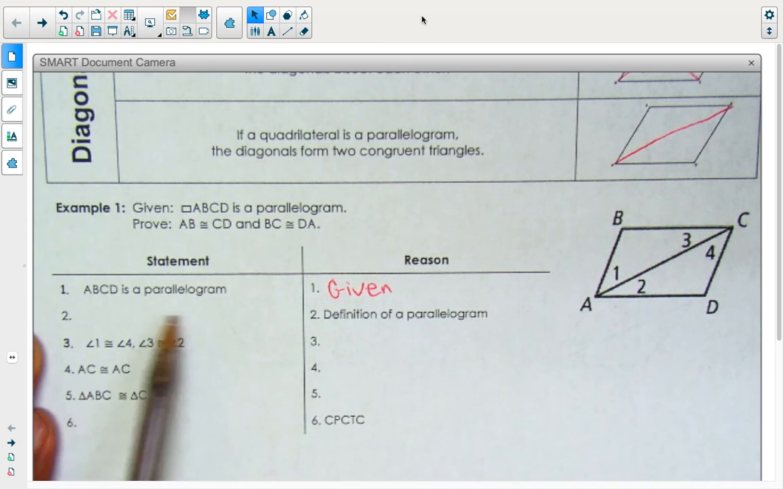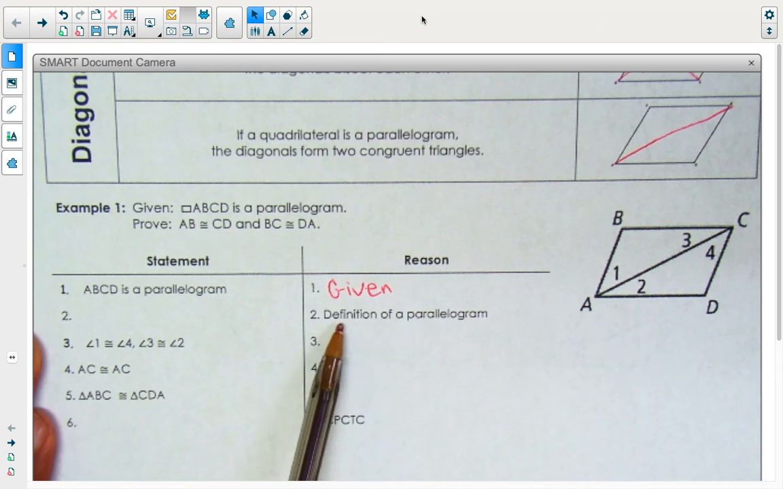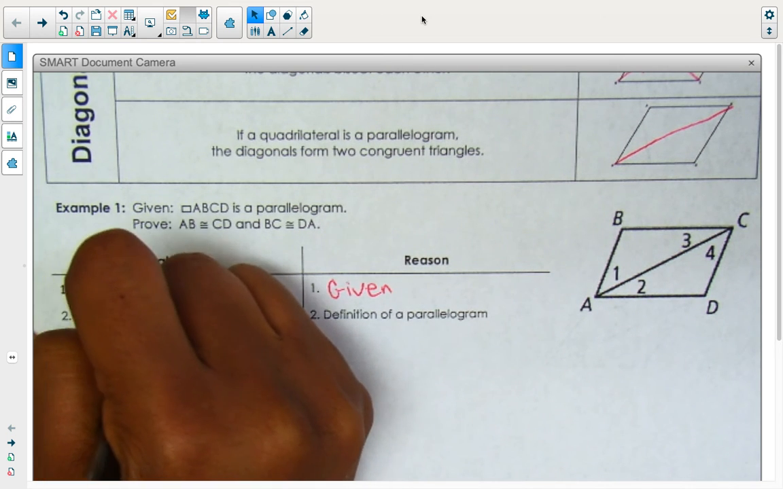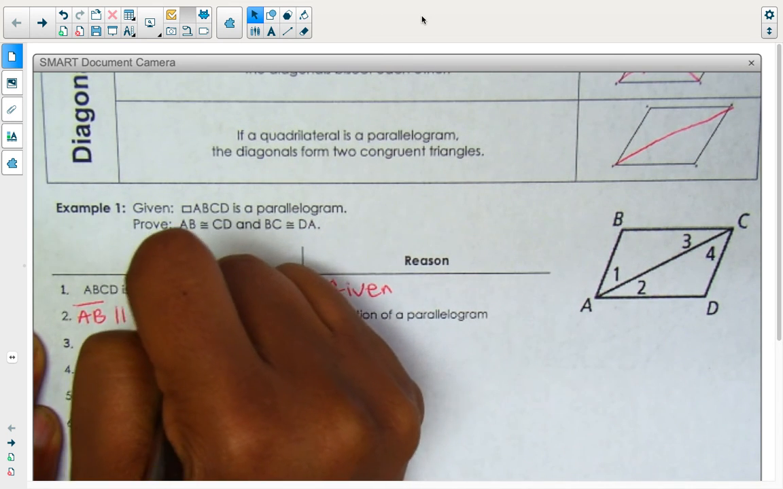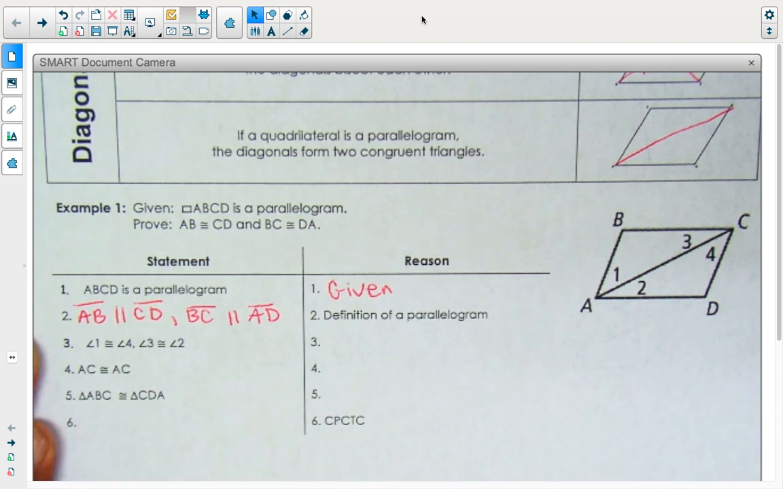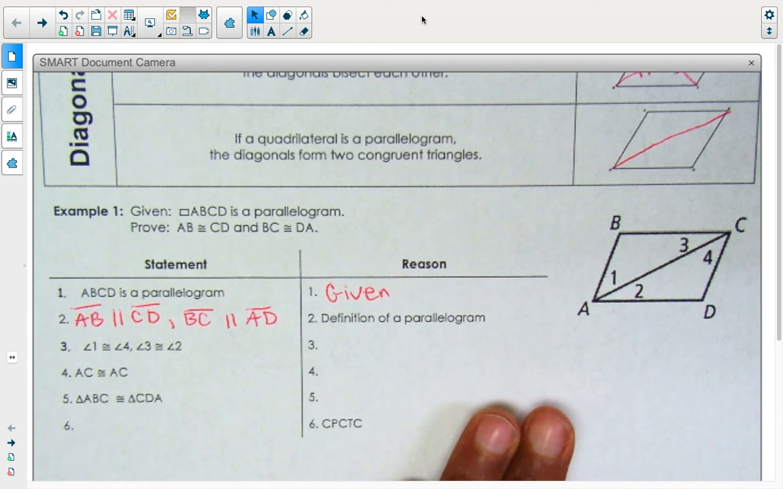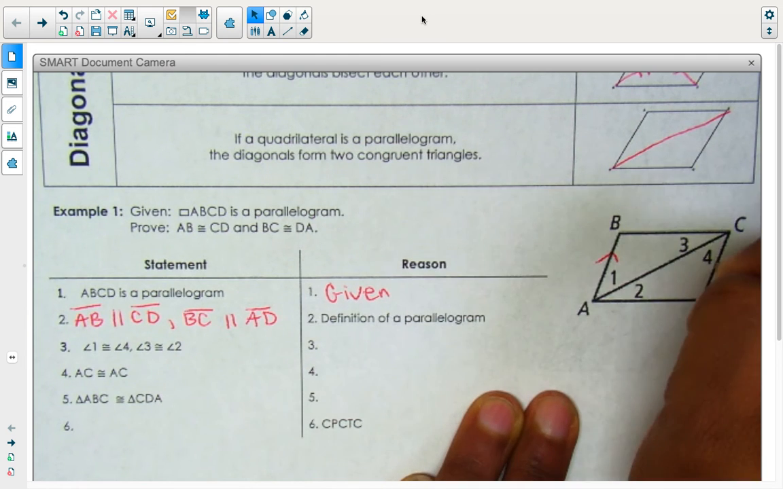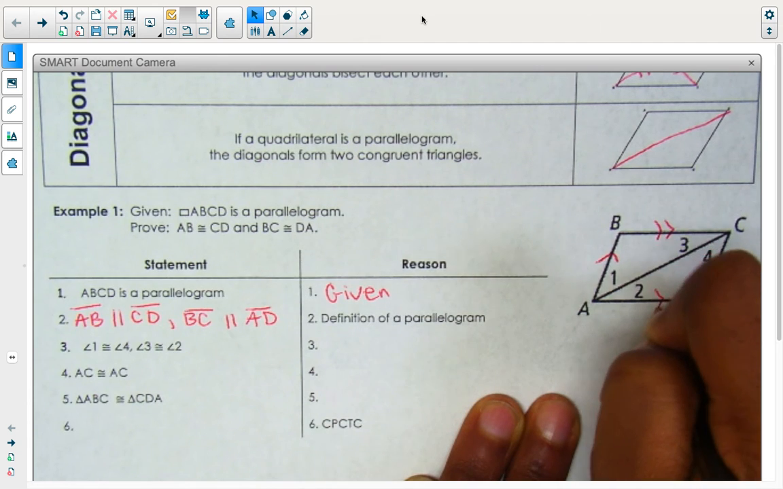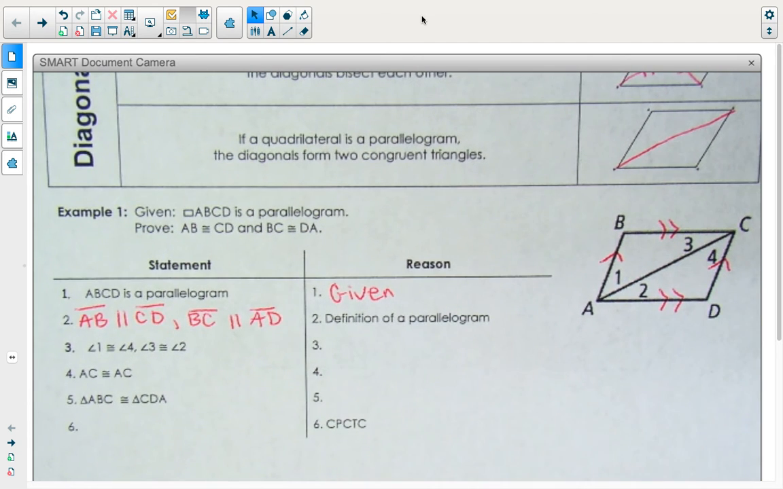This one we're looking for the statement, but we have our reason. Definition of a parallelogram. We know that AB is parallel to CD, and we also know that BC is parallel to AD. So I'm going to draw my congruency marks over here. We know that AB is congruent to CD, and we know that BC is congruent to AD. So that is the definition of a parallelogram, that the opposite sides are congruent.